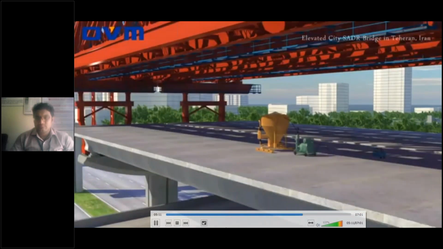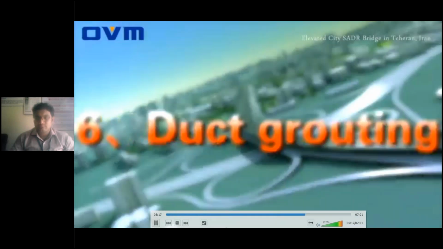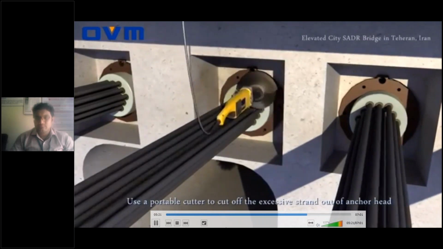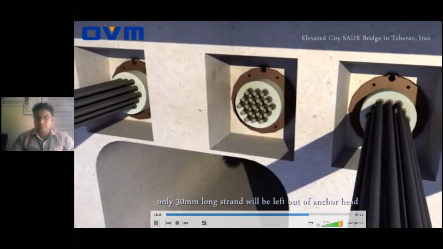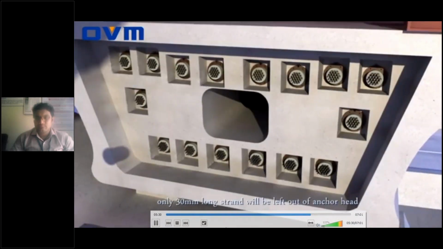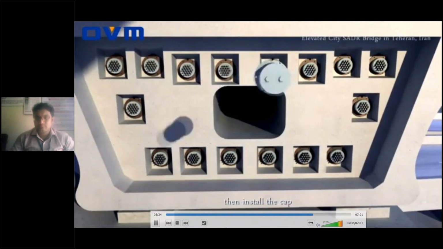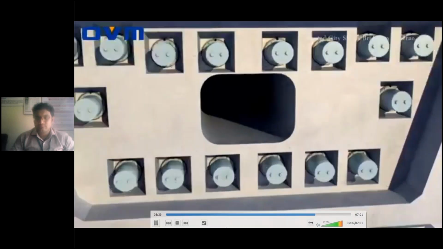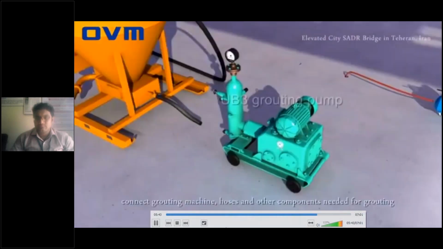Duct grouting. Use a portable cutter to cut off the excessive strand out of the anchor head at both ends of the external cable. Only 30 millimeters of strand will be left out of the anchor head. Spray a thin layer of grease on the inner surface of the protection cap, then install the cap. Clean out the grouting holes of anchor plates. Connect grouting machine, hoses, and other components needed for grouting.